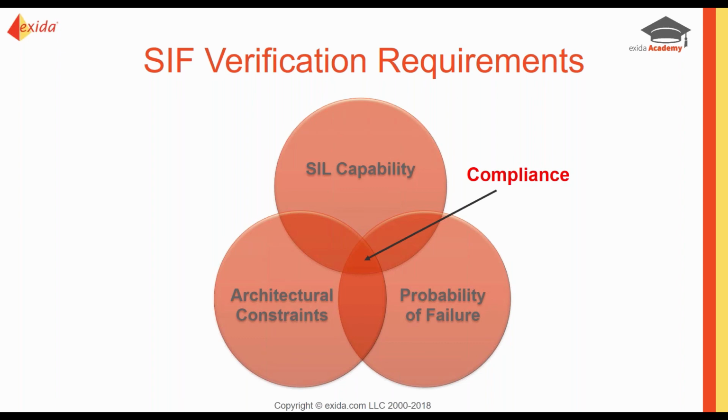As I just talked about, this is a different visualization of the SIF verification requirements. Once again, you have that SIL, or systematic capability. You have that probability of failure, or the PFD average, and you have your architectural constraints. And one of the main misconceptions in SIF verification requirements and with the standards is you might think that you can only look at systematic capability, or only look at probability of failure on demand, or only look at architectural constraints, and you would be in compliance with the standard.